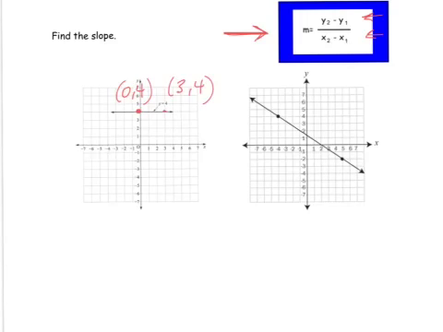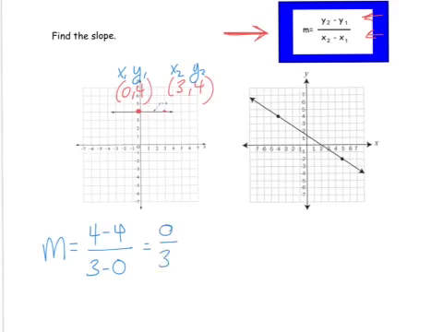You pick any 2 points on your line, and then you're going to label them. We know they go x, y, so we're going to say this is our x1 and our y1. And this point over here is our x2 and our y2. And then, when we find our slope, it's simply plugging things in. y2 is 4 minus y1, which is 4, over x2, which is 3, minus x1, which was 0. 4 minus 4 is 0. 3 minus 0 is 3. And so 0 divided by 3, when 0 is on top, you get 0.